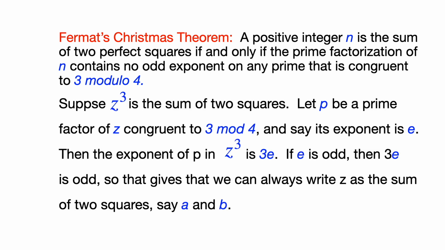Suppose z cubed is the sum of two squares, and let p be a prime factor of z congruent to 3 mod 4. That is, it leaves a remainder of 3 on division by 4. Let's say its exponent is e. Then the exponent of p in z cubed is 3 times e. If e is odd, then 3 times e is odd. So that gives that we can always write z as the sum of two squares, say a and b. So if z cubed is a sum of two squares, then so is z.